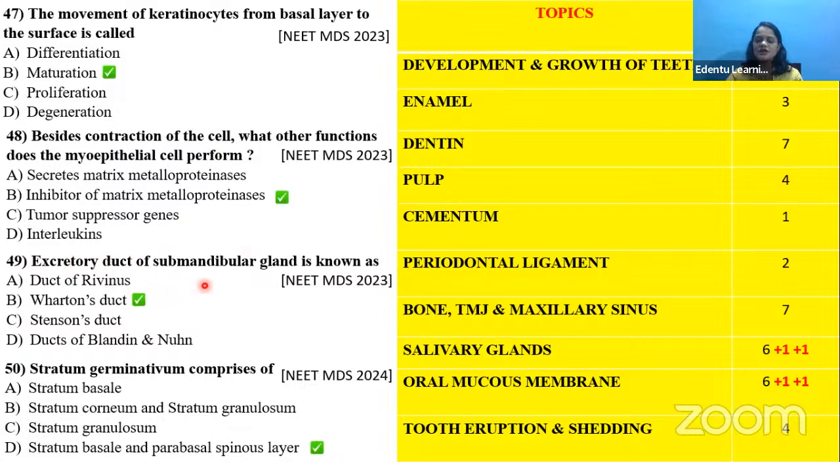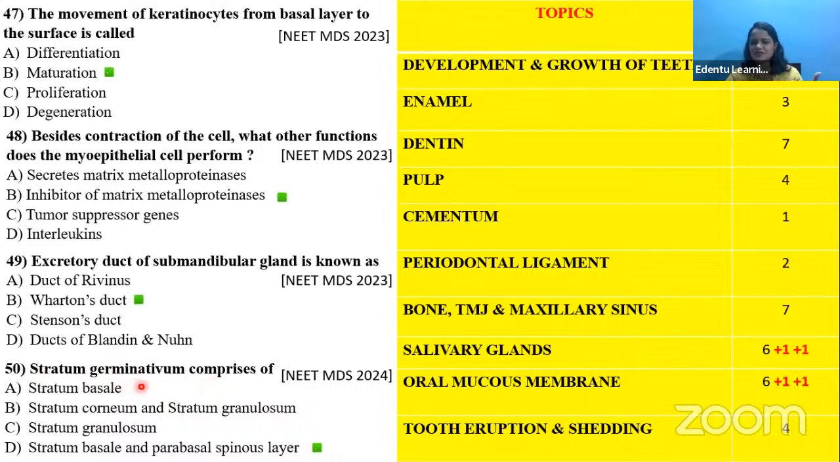Next, the excretory duct of the submandibular gland. It is the Wharton's duct. Again, a salivary gland question. Next, we are coming to a recent paper, the MDS 2024 paper. The stratum germinativum comprises? I think a lot of students have answered this as stratum basale.